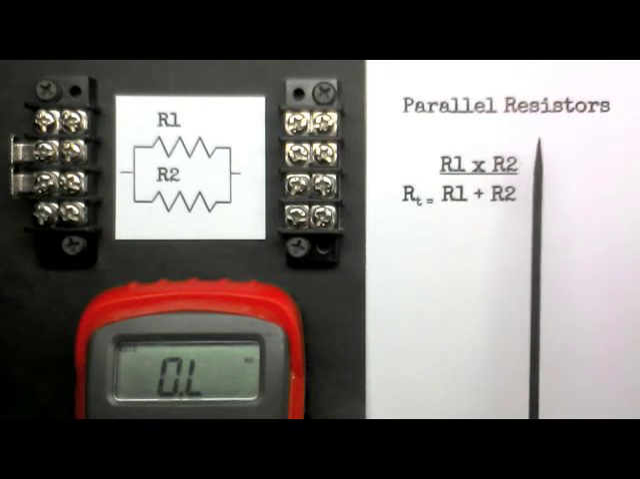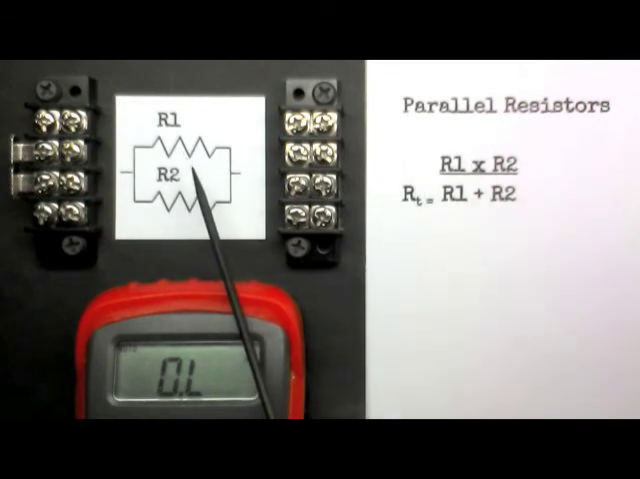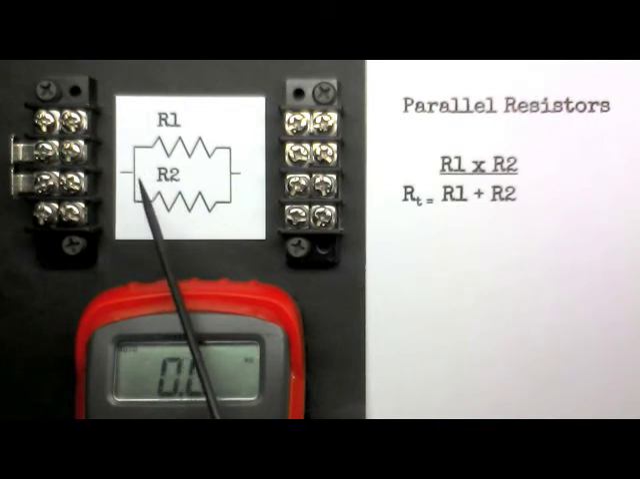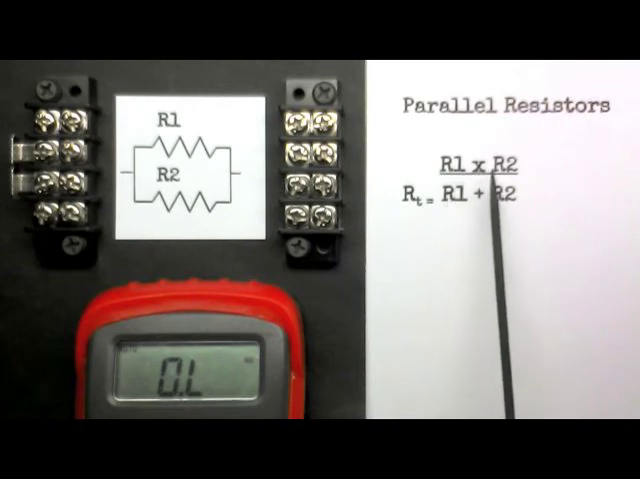Now we're going to look at parallel resistors. These are two resistors in parallel. Notice they're connected on either end. Now the total resistance is the product of R1 and R2 divided by the sum of R1 and R2.